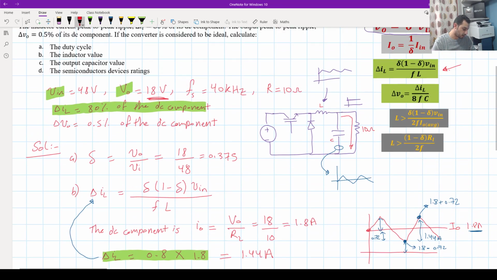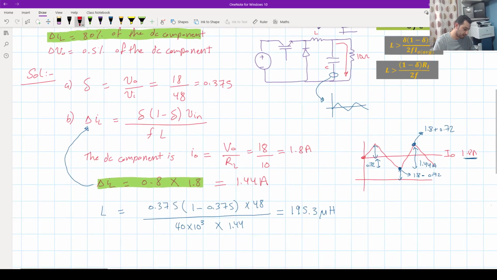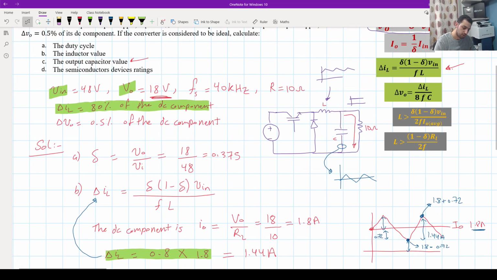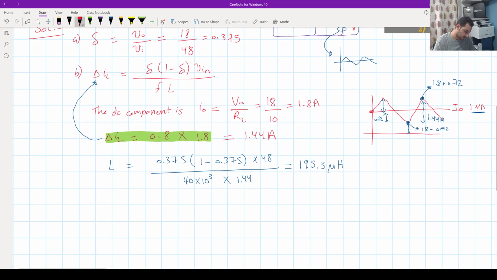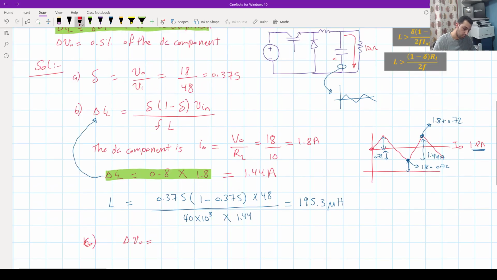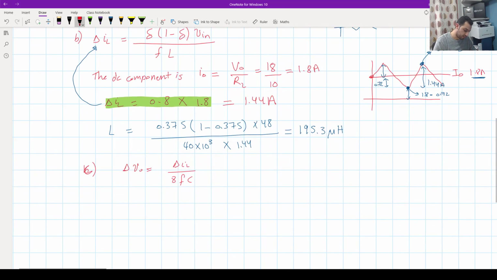So what is next now? I think the next question is about the capacitor value, and the capacitor value means we can use this equation. So now let's write it. Delta V output will equal delta IL divided by 8FC. We know all these values and we can compute C.